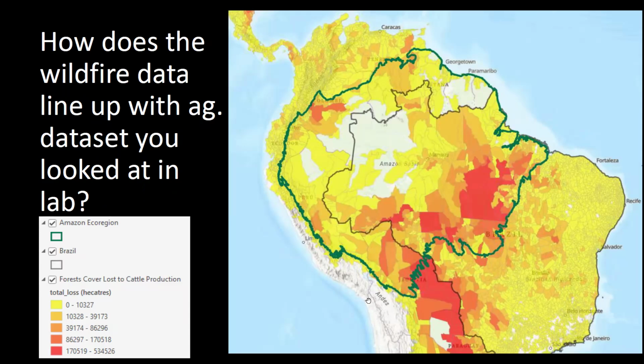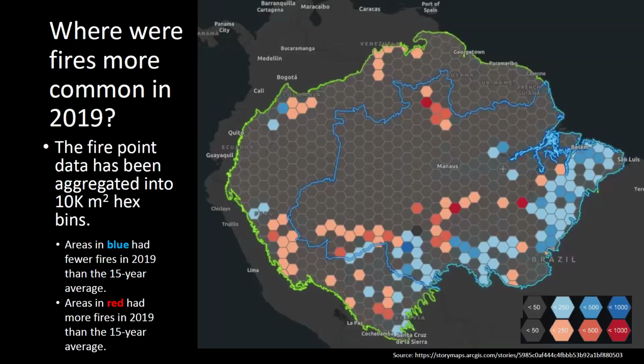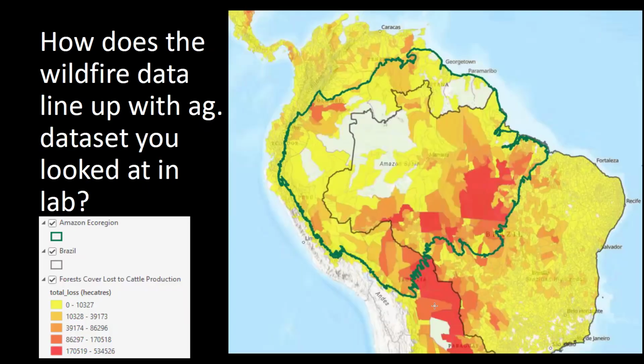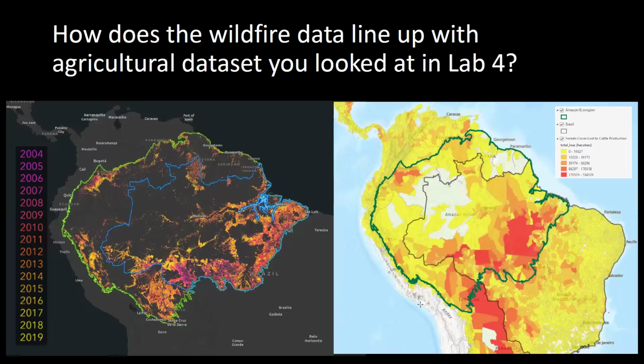So if we look at the agricultural data set that we saw in an earlier lab, how does that line up with the fire, right? So we have forest lost in these red squares, and we have an increase in fire here. Interesting. Forest lost. It kind of looks like where the forest is lost is where there's not as many fires. So we're losing fire. What does that look like to you?